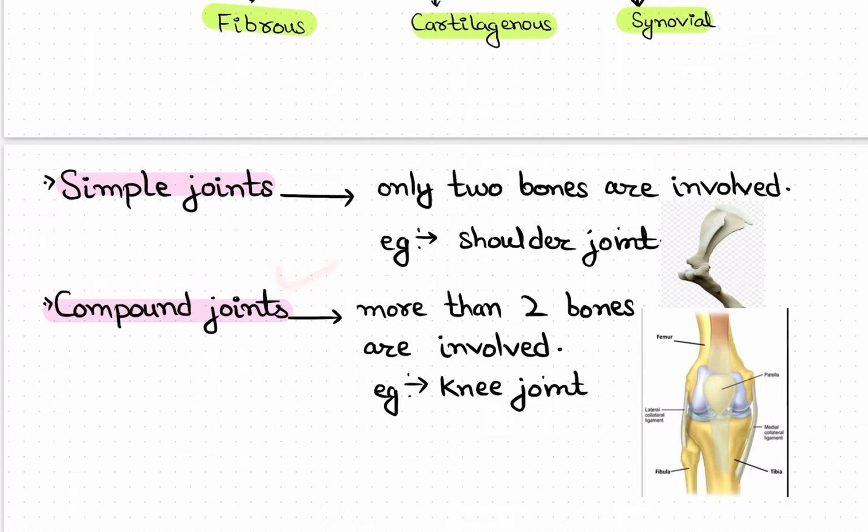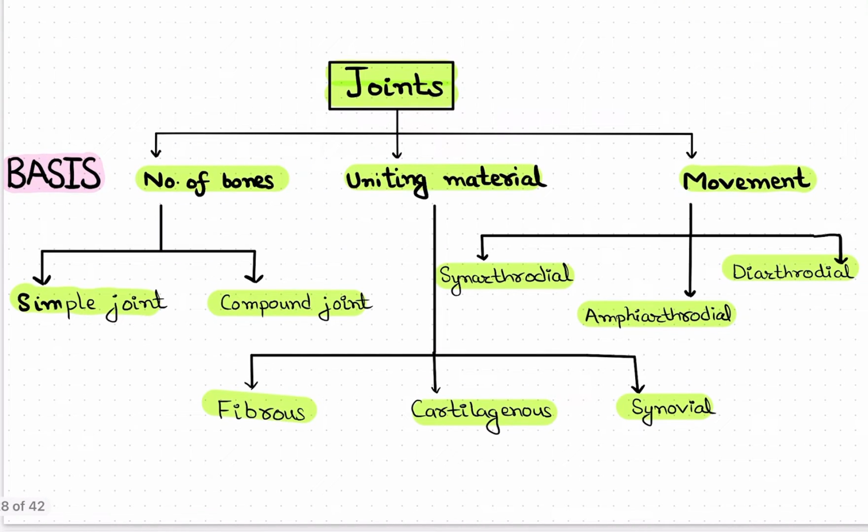Now we have compound joint. What is compound joint? Compound joint is a type of joint where more than two bones are involved, like knee joint. Here you can see this is humerus, this is tibia and fibula, and patella. So there are various bones involved. So it is a compound joint. So this was the classification on the number of bones. Now let us study the most important classification on the basis of uniting material.